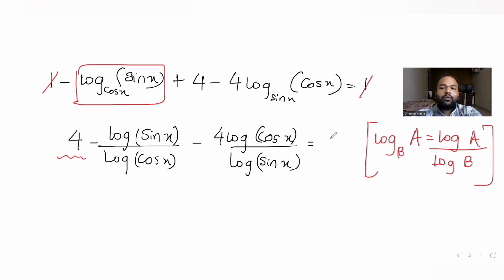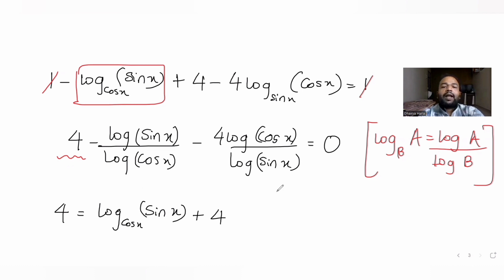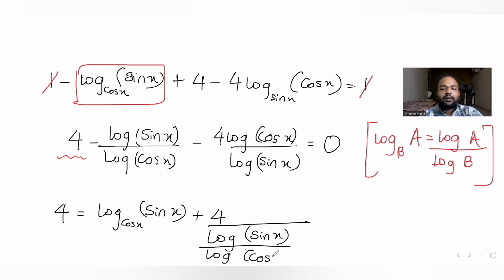That is equal to 0. So if I take both of these ideas on the other side, you get 4 equal to log of sin x to the base cos x. Again, I'm writing this as it is. But if I see this, it goes on the other side. So first it becomes plus 4. And I can write this entire expression as log of sin x upon log of cos x.